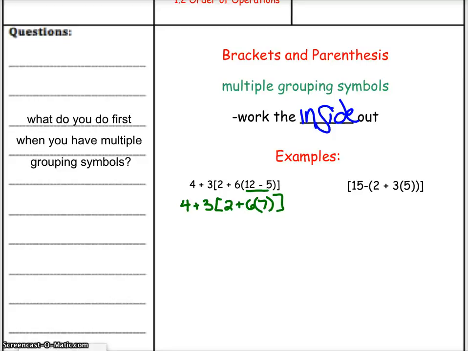What should I do first in the bracket? 2 plus 6 or 6 times 7? Just say it. 6 times 7. Yep. I need to multiply first. So it's going to be 4 plus 3, my bracket is still there, 2 plus 42.